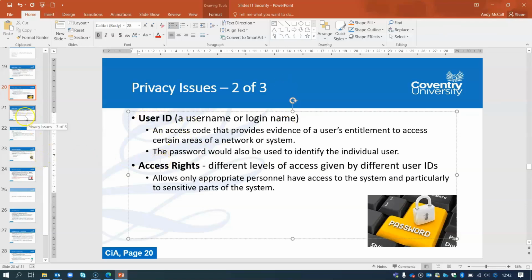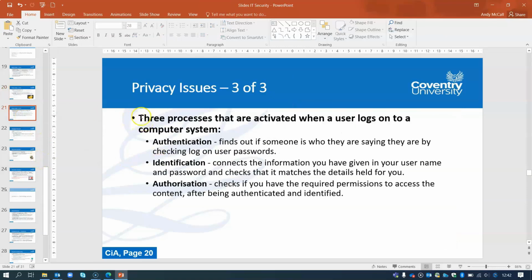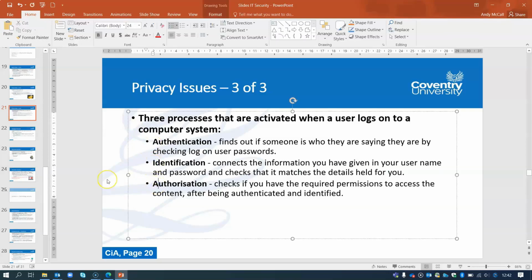The next slide is very important, because these are the 3 processes that are activated when you log into a computer system or an area that you need to get into. It's very important to remember these 3, because they will highly likely come up in your test, and it will ask you to select what the correct stages are.